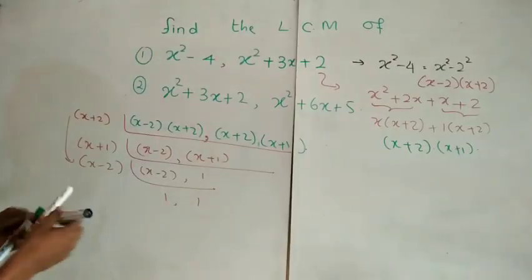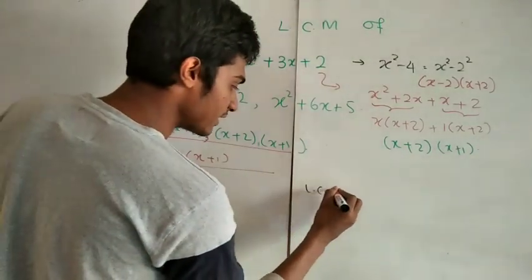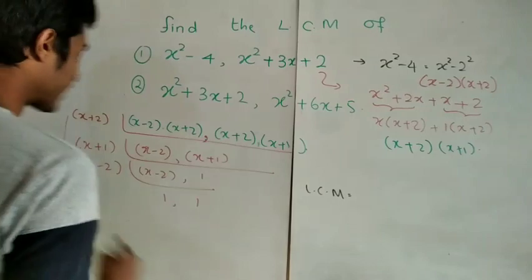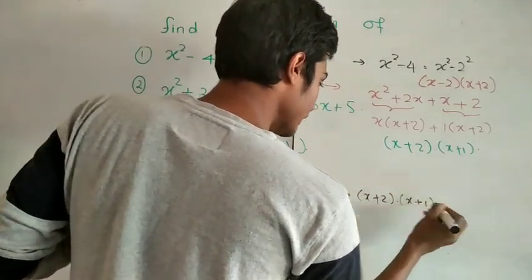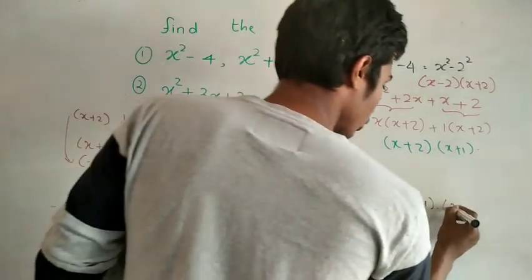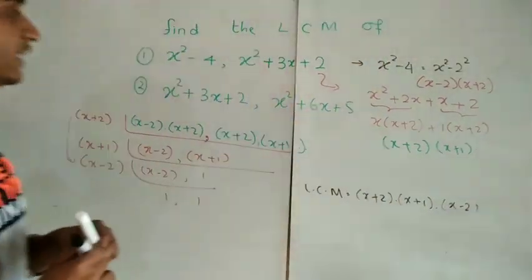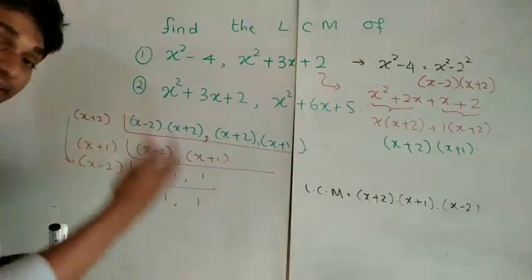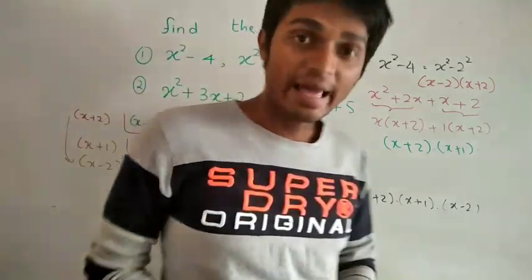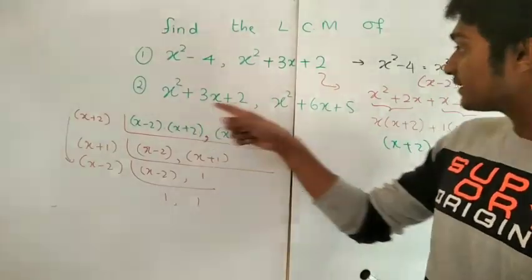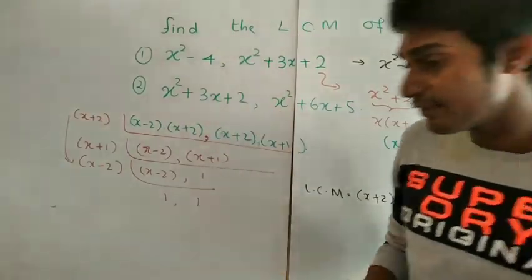So the LCM is equal to x plus 2 into x plus 1 into x minus 2, right? So this is the second method to find the LCM of a given algebraic expression. So we will consider the second example also, and then we will conclude.